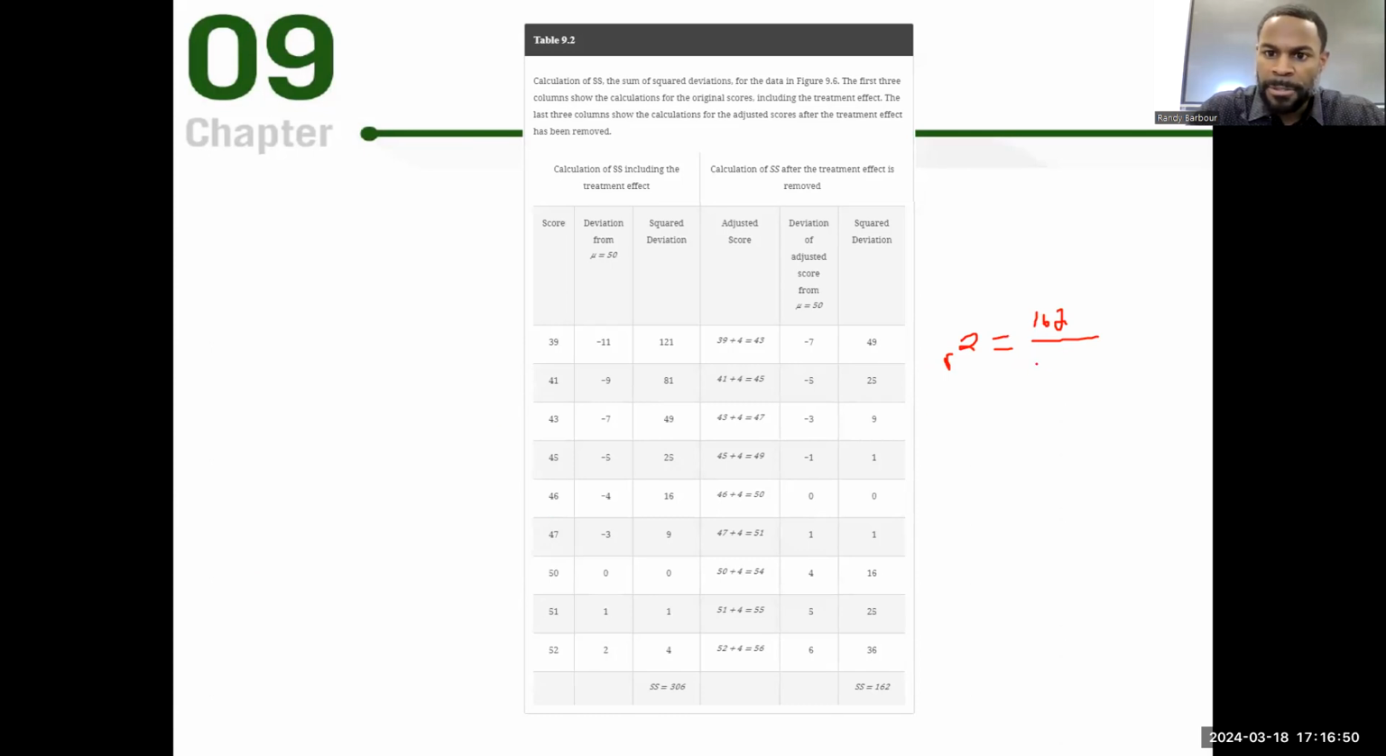So yeah, 306. And you should get 0.47. Okay. So again, this value gives me the treatment effect removed and the treatment effect total, right? And so that value again tells me that 47% of the variance in those values is explained by the treatment effect, right? And so that's how we get that.